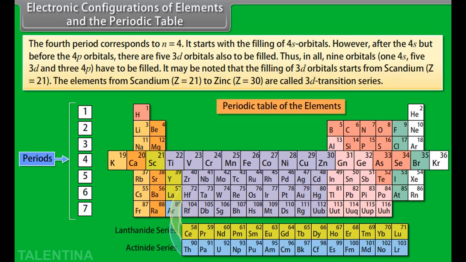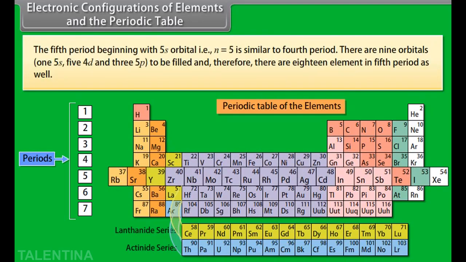The elements from scandium, atomic number is equal to 21, to zinc, atomic number is equal to 30, are called 3d transition series. The fifth period beginning with 5s orbital, that is, n is equal to 5, is similar to the fourth period. There are 9 orbitals, 1 5s, 5 4d and 3 5p to be filled, and therefore there are 18 elements in the fifth period as well.